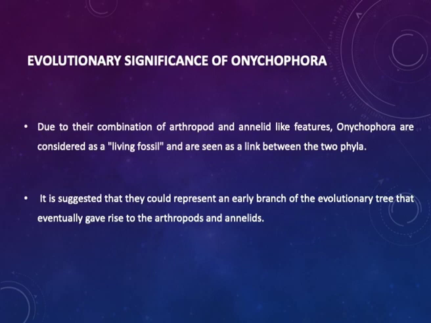Due to their combination of arthropod and annelid-like features, Onychophora are considered a living fossil and are seen as a link between the two phyla. It is suggested that they could represent an early branch of the evolutionary tree that eventually gave rise to the arthropods and annelids.